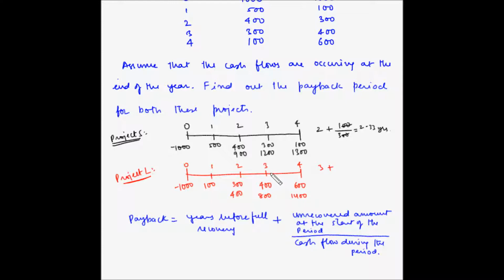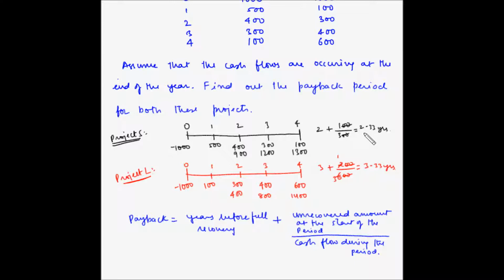So unrecovered amount at the beginning of fourth year is 1000 minus 800, which is 200, divided by cash flow during the period. So cash flow during the period is 600 rupees. In the fourth year, we are getting an inflow of 600 rupees. So this also becomes 1/3. So this is 3.33 years, or 3 years and 4 months.